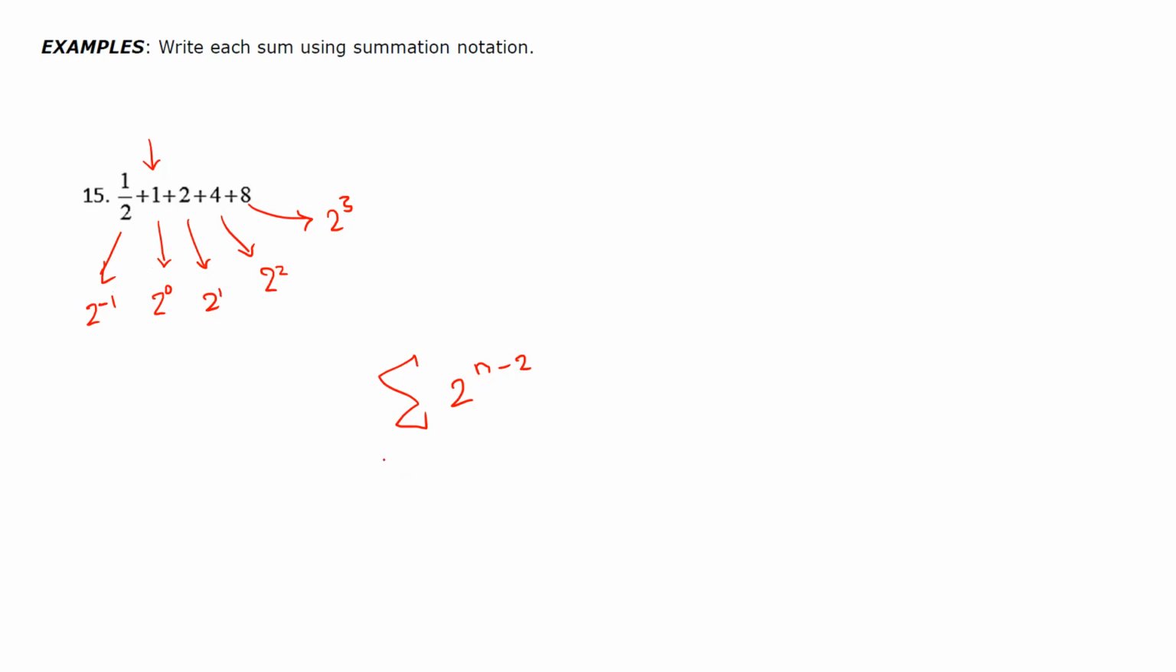And then I know I'm going to start at 1, and then I'm going to go all the way up to 5, because if I plug in 5, 5 minus 2 would get me 3, because I have 5 terms. Awesome. That one was a little tricky, but we got it.